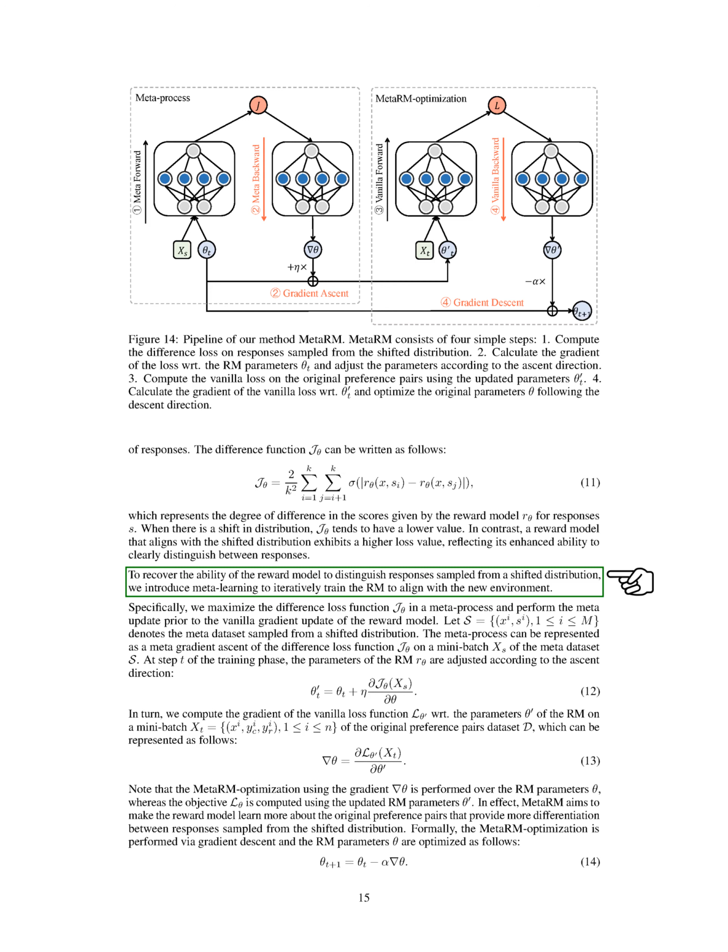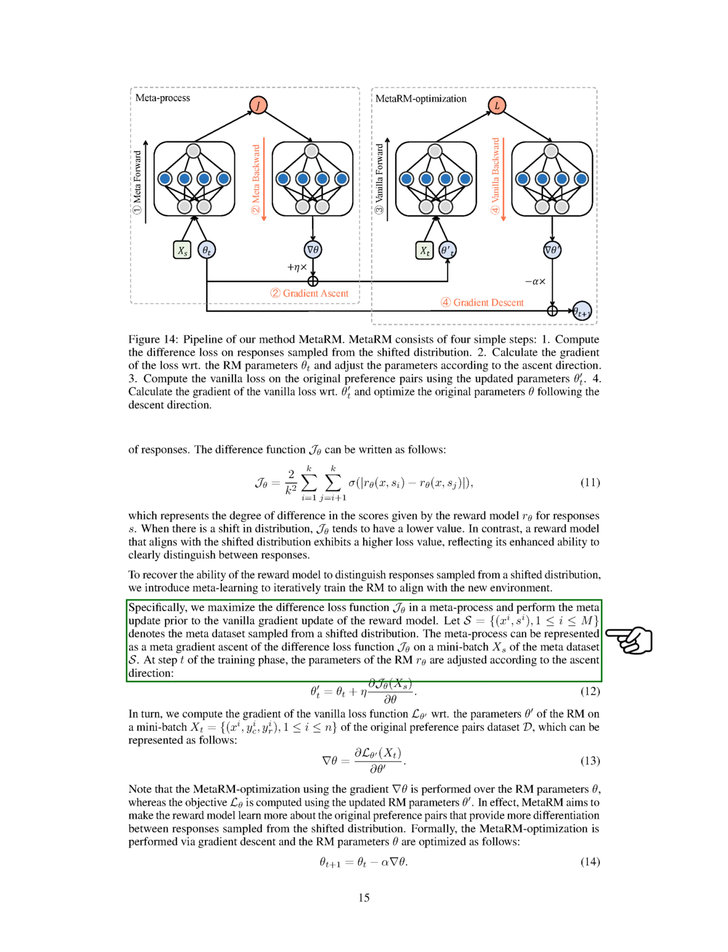To restore the reward model's ability to distinguish responses sampled from a shifted distribution, we introduce meta-learning to iteratively train the reward model to align with the new environment. Specifically, we maximize the difference loss function in a meta process and perform the meta update before the standard gradient update of the reward model. The meta process can be represented as a meta gradient ascent of the difference loss function on a mini batch of the meta dataset sampled from a shifted distribution.